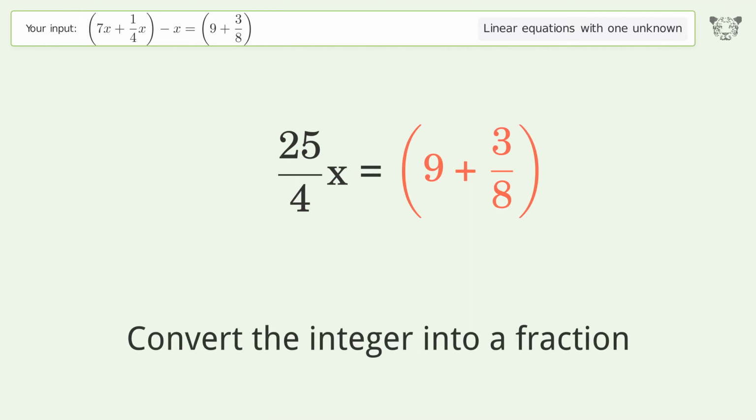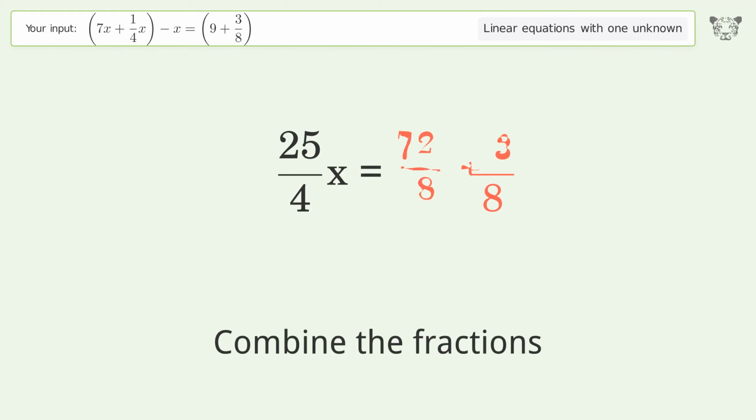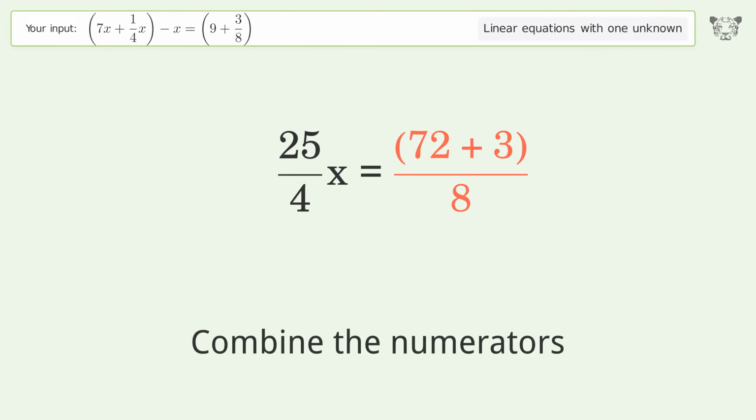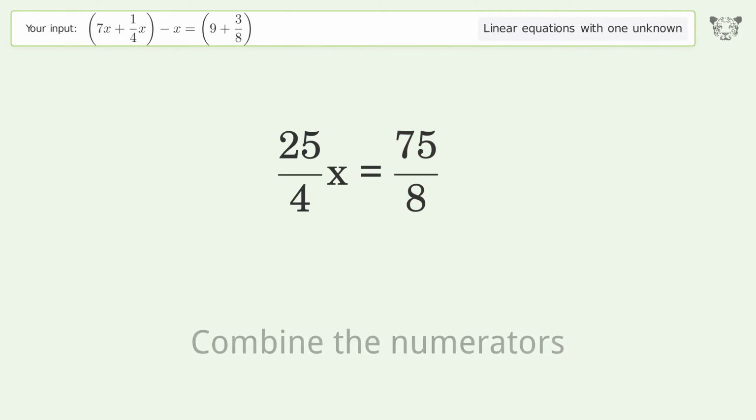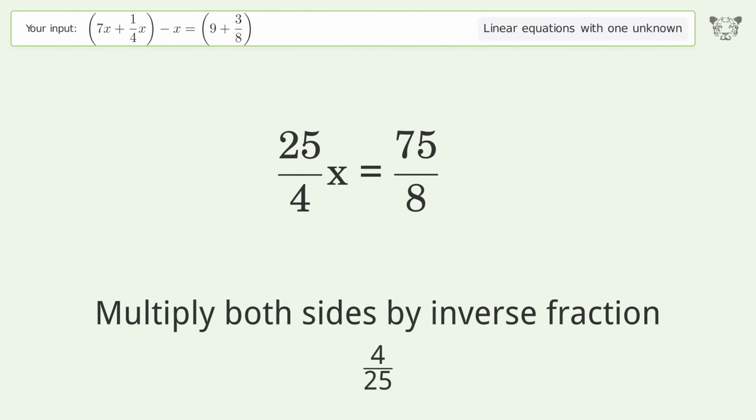Convert the integer into a fraction. Combine the fractions. Combine the numerators. Isolate the x. Multiply both sides by the inverse fraction 4/25.